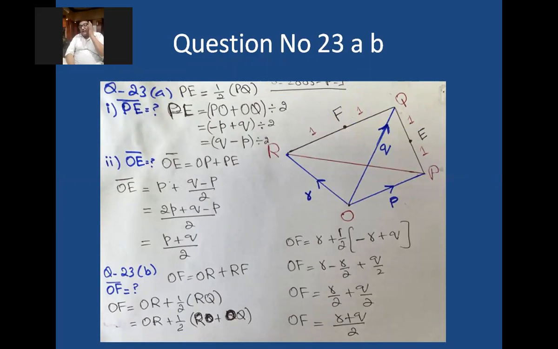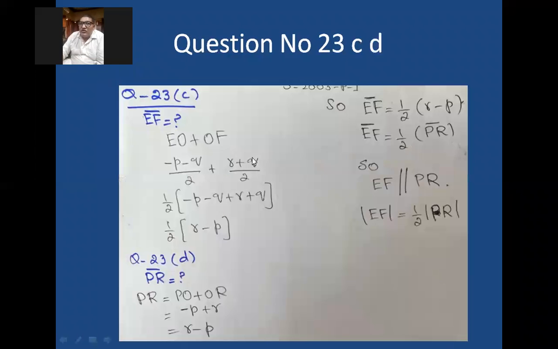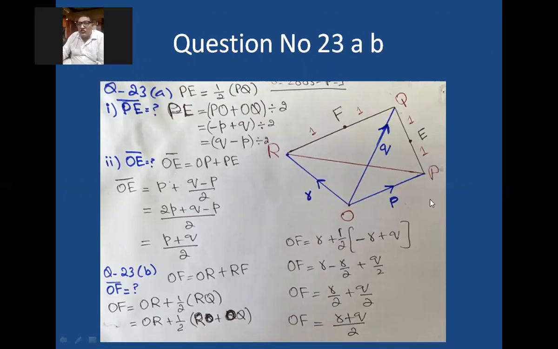Okay, so this is the same diagram, and the first question is to find the value of PE. I know that PE will be half of PQ. To find PE, first of all I should know the value of PQ. PQ's bypass will be from P to O, from O to Q, so it will be minus p plus q, and you have to divide it by 2 because PE is half of PQ. So (q minus p) divided by 2. This is the first part, the PE value.